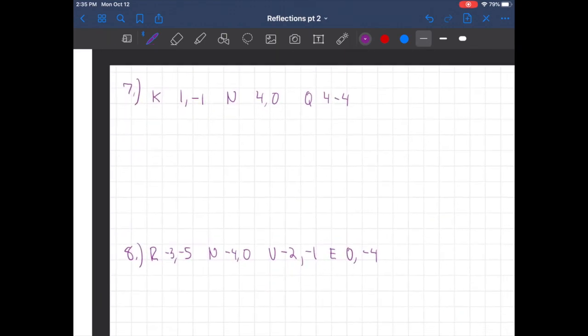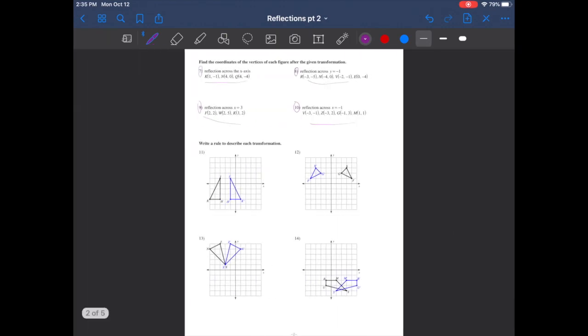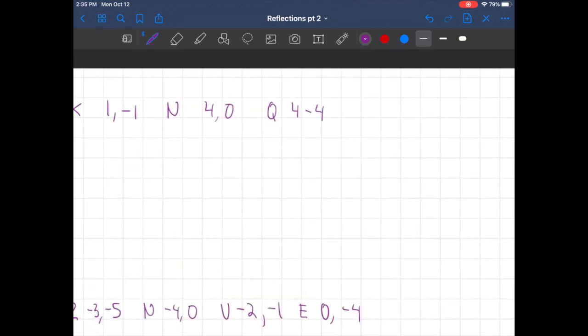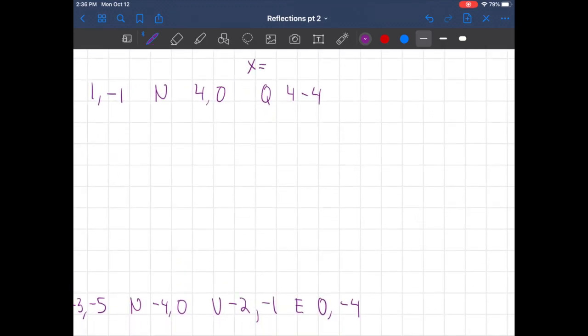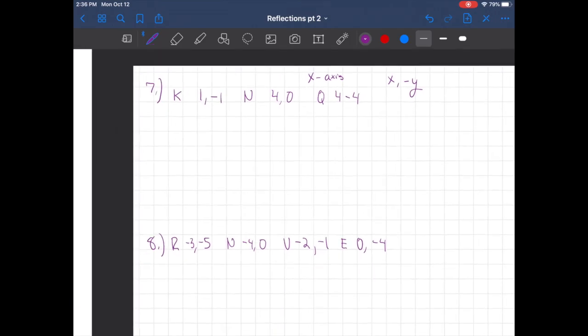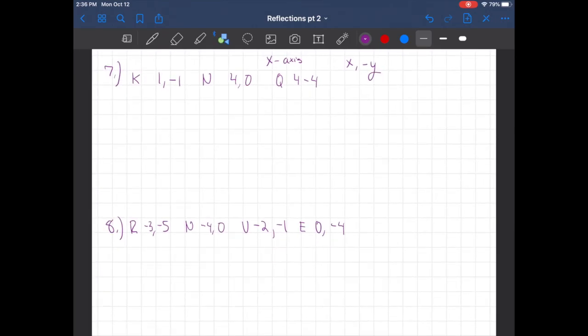So here we go. Here's question number 7. It says we need to reflect across the x-axis. So this one's across the x-axis. If you guys forgot the formula, it's x and negative y. All right, so first things first, we need to have a graph, right? So I'm just going to draw a quick graph right here.